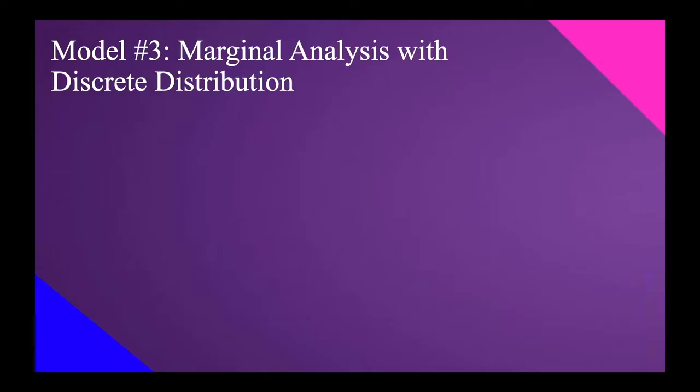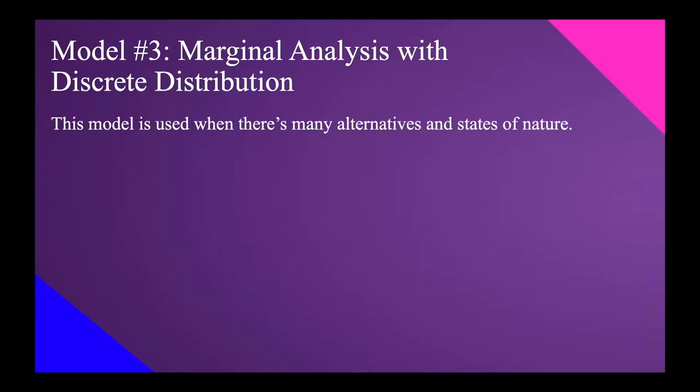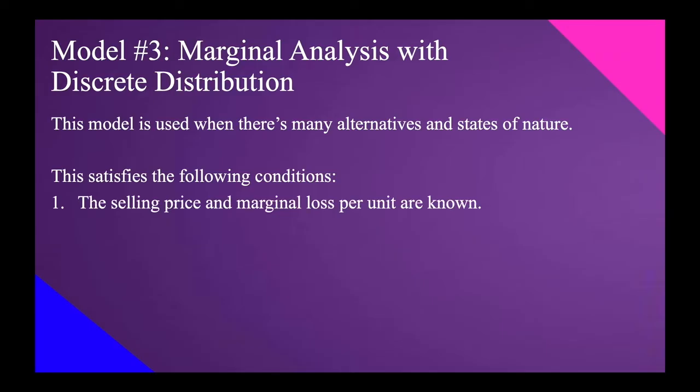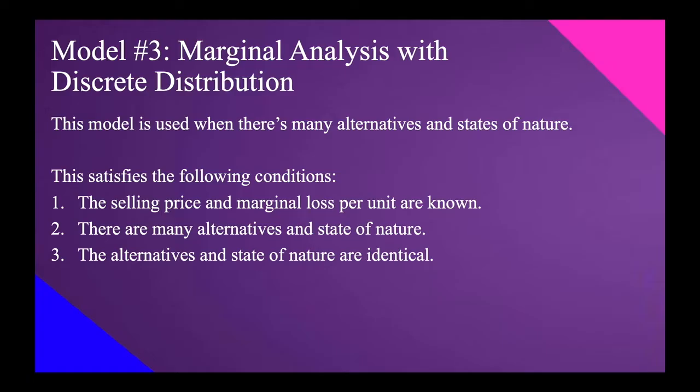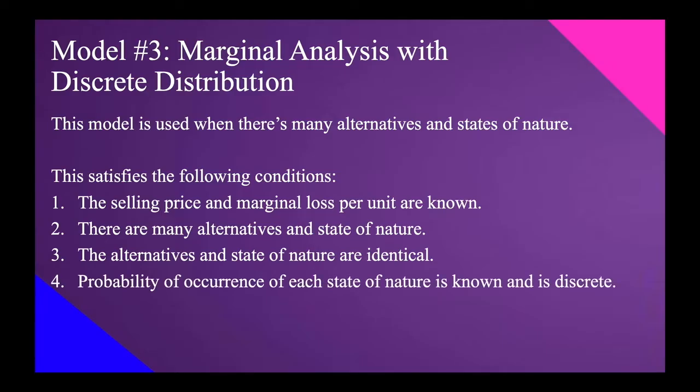Okay, model number 3, again, marginal analysis with discrete distribution. This model is used when there are many alternatives and states of nature. We have some assumptions in this model. First, the selling price and marginal loss per unit are known, so they are already given in every problem that we will have here. Second, there are many alternatives and states of nature. Next, the alternatives and states of nature are identical. And last, the probability of occurrence of each state of nature is known. So aside from being known, they are also discrete.